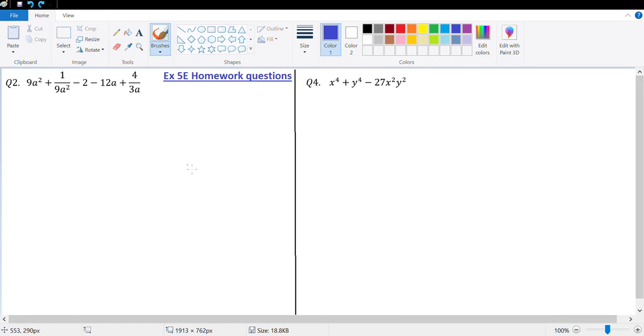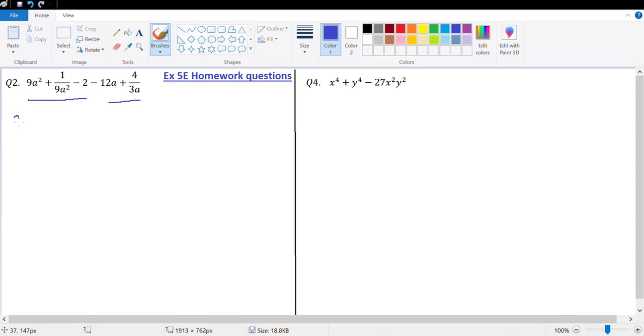Hi guys, let's look at the homework questions of exercise 5e. So the first homework question was question number 2. It says 9a square plus 1 upon 9a square minus 2 minus 12a plus 4 upon 3a. I noticed that these first three terms is nothing but 3a plus 1 upon 3a whole square, and I can take 4 common from here.